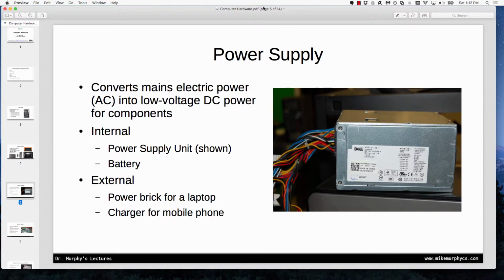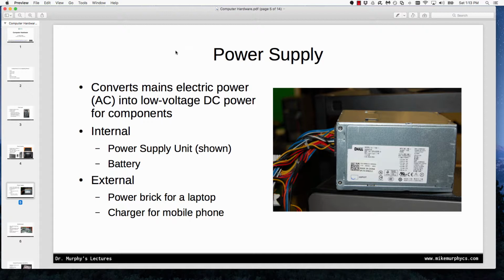So power supplies are very important. What they do is their main functionality is to take in AC power from an electrical plug and then to output that into low voltage DC power that the components can use. So the components that we use inside our computer do not run on AC power, they run on DC, and that's why we need this power supply.